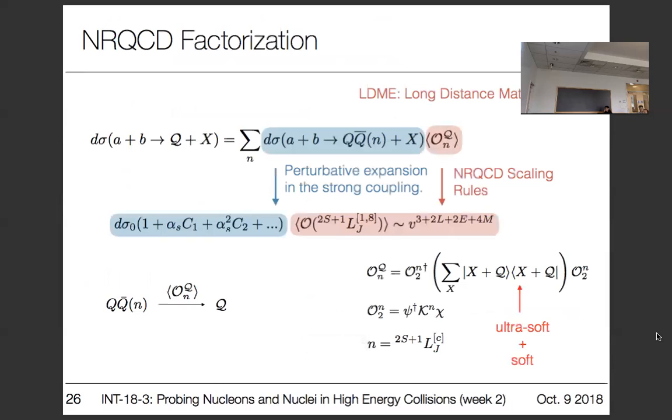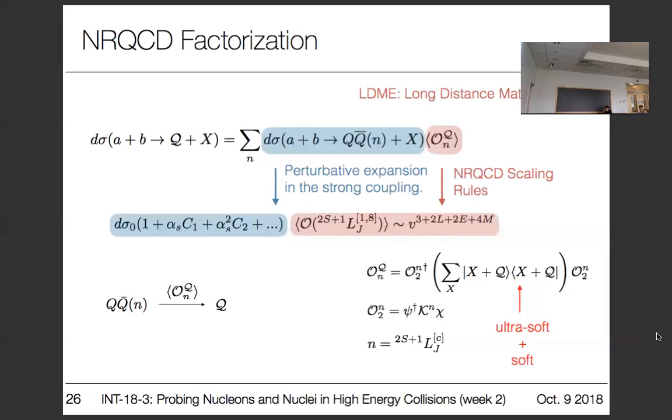So this is NRQCD factorization. It's a very simple one. It says the cross-section for producing Quarkonium is the sum of these products here. Calculate the cross-section to produce a QQ bar in a particular color and angular momentum configuration, multiply it with a number that depends only on this configuration, and you have the cross-section.